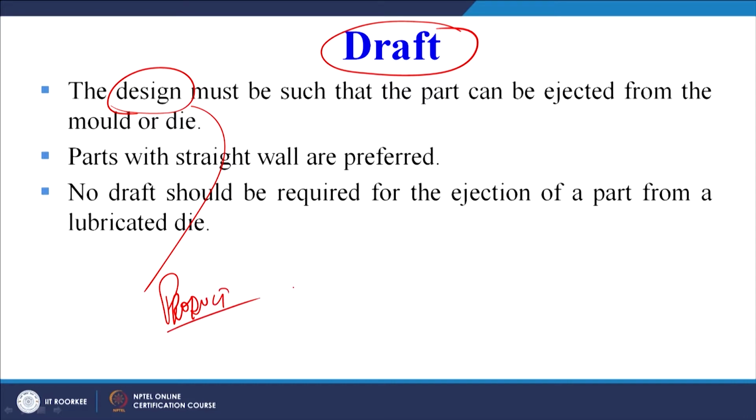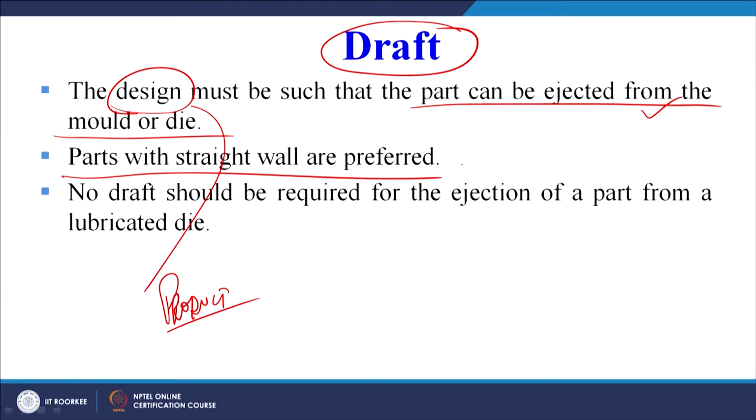The product design must be such that the part can be ejected from the mold or the die easily. So that is the first thing that must be taken into account. The part must be so designed that it can be ejected from the mold or the die easily. Parts with straight walls are preferred.